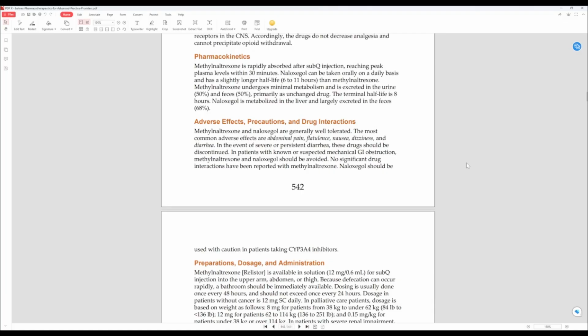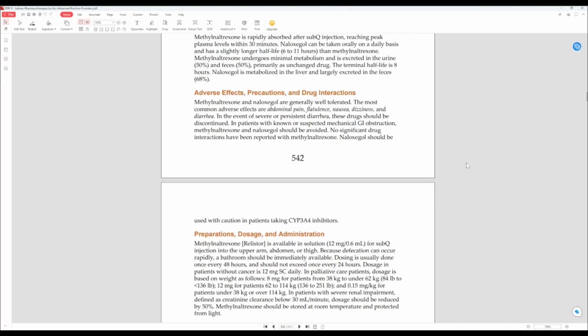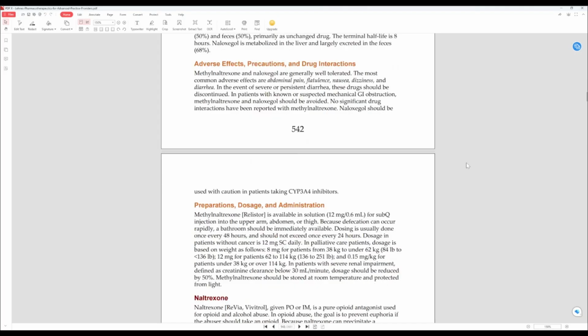Methylnaltrexone is rapidly absorbed after a subcutaneous injection, reaching peak plasma levels within 30 minutes. It can also be taken orally on a daily basis and has a slightly longer half-life, 6 to 11 hours. The medication undergoes minimal metabolism and is excreted in the urine and feces about 50-50, primarily as unchanged drug. The terminal half-life is 8 hours. Naloxegol is metabolized in the liver and largely excreted in the feces, which is its other formulation.